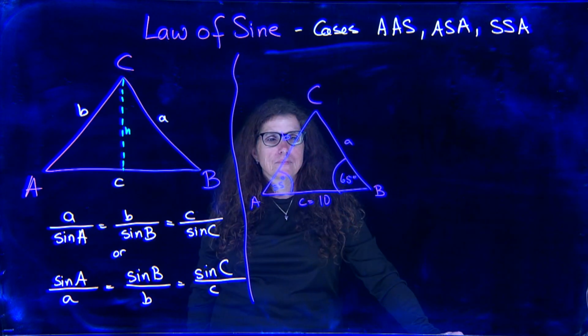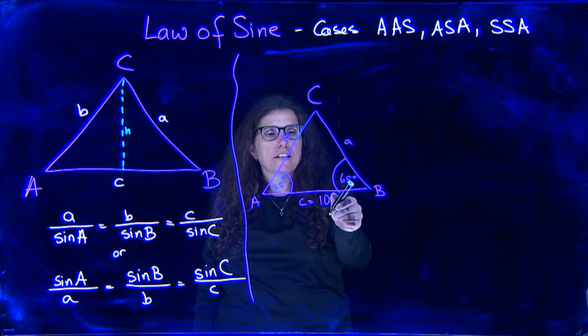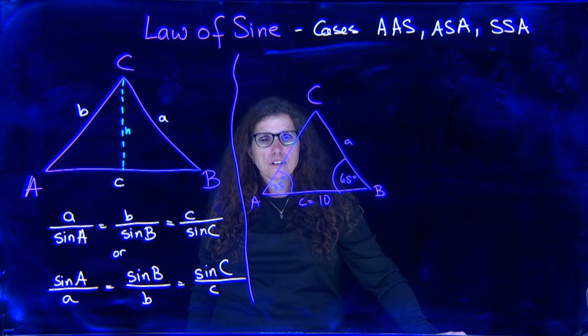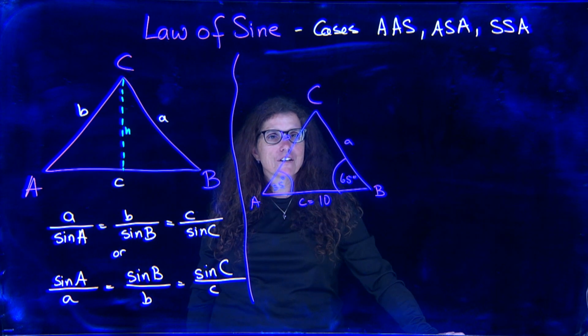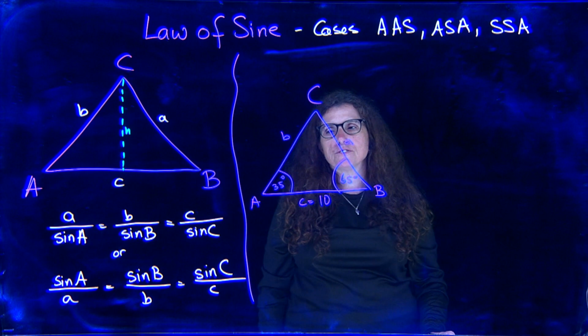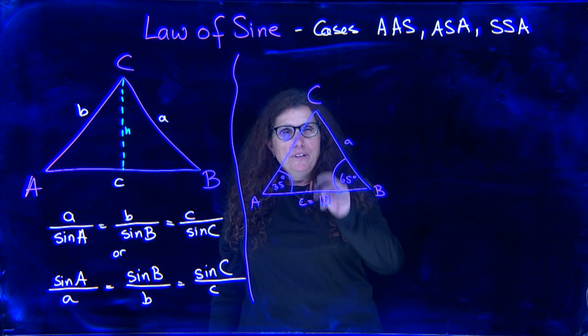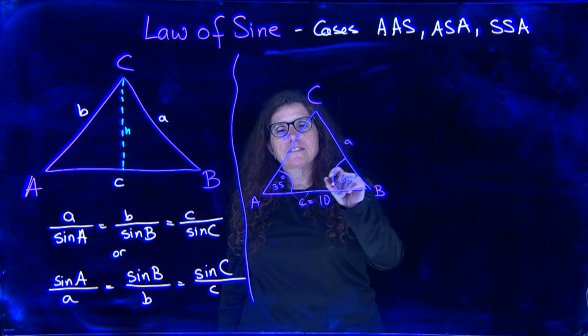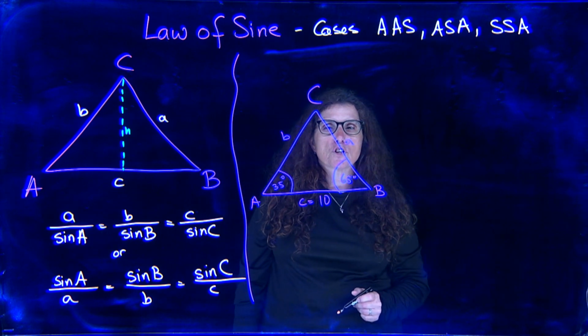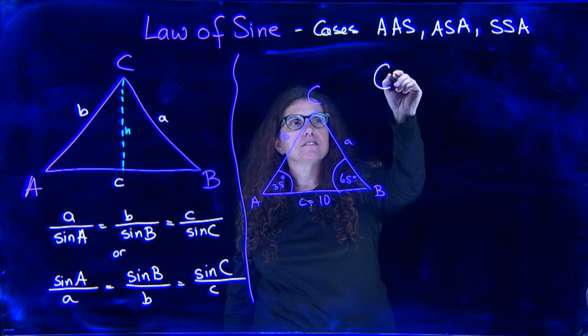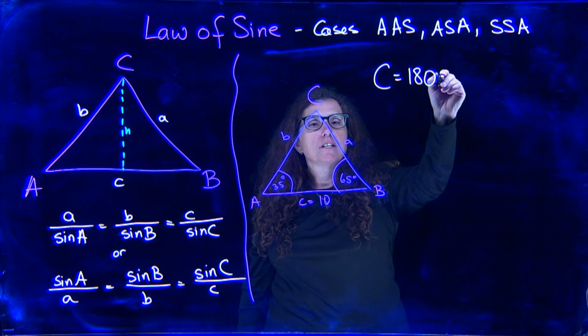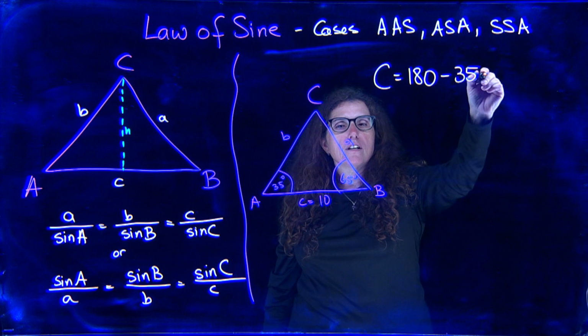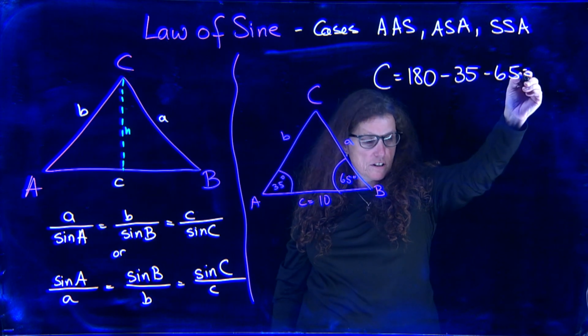Okay, let's take a look at this case where we have an angle and the side given, and we're using again the law of sine to find the missing side. So what can we do here? We can find angle C by subtracting 65 and 35 from 180. So that's the easiest way. 180 minus 35 minus 65.